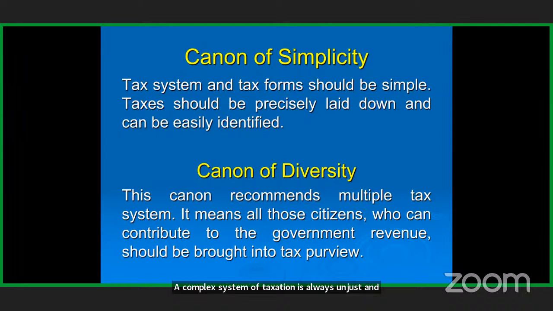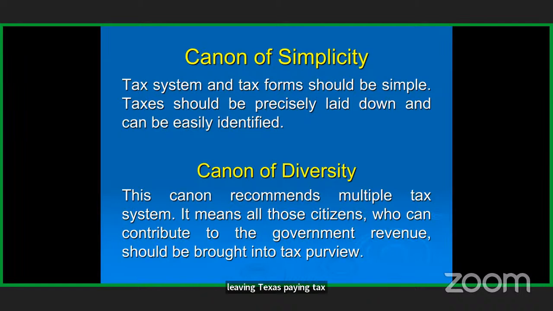Unfortunately, in India, some taxes like income tax and value-added tax are complex, and they cannot be easily understood by the taxpayers. We can experience this. So there should be simplicity in levying tax and paying tax.